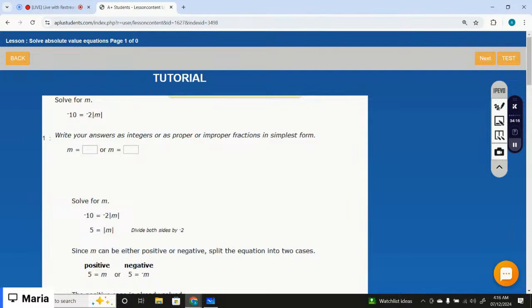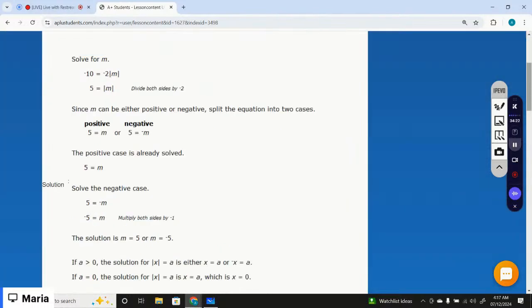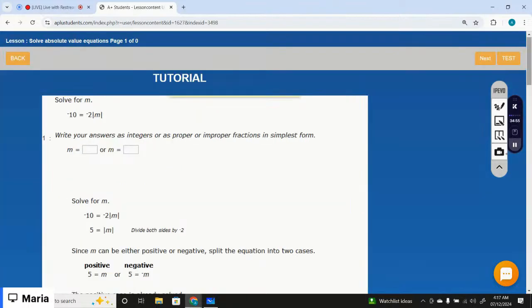So m can be either positive or negative. So split the equation into two cases. That would be m equals 5 or m equals negative 5. So that is 5 and negative 5. Let's just start with the test questions.